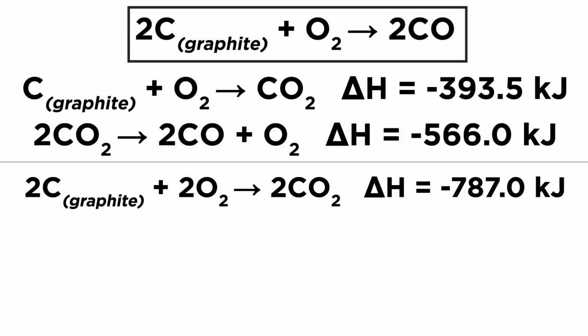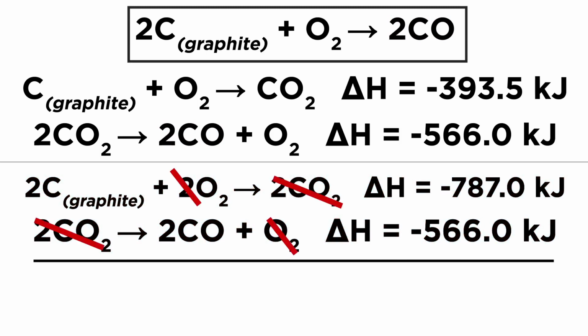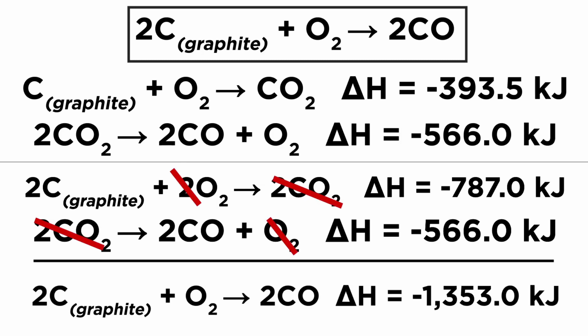So all we need to do is add these equations together. The O2 and CO2 will cancel because they are present in the same amounts on both sides, and we are left with the substances in our original equation. Since we added the equations, we also add the delta H's to get the delta H for our equation. This kind of manipulation is allowed by Hess's law.